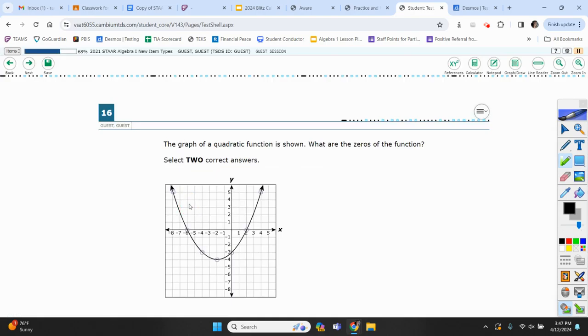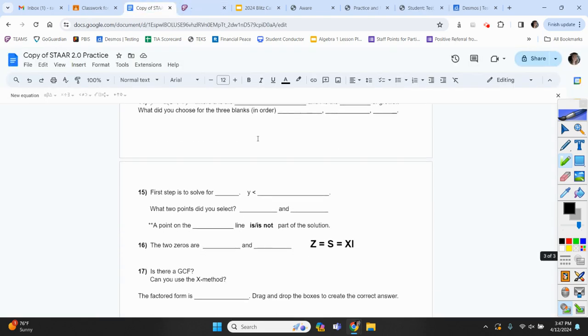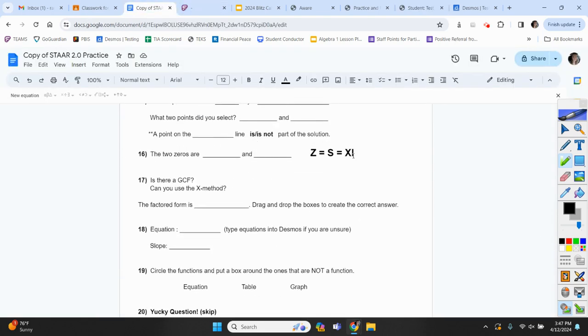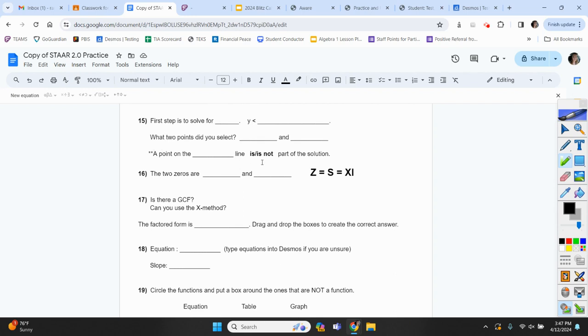First of all, on your paper, I wanted to remind you about something I forgot to talk about. I talked about it, but I didn't write it on the paper. A point on the dashed line is not part of the solution. So I said it, but I wanted to make sure y'all got it on your papers. A dashed line is not part of the solution.